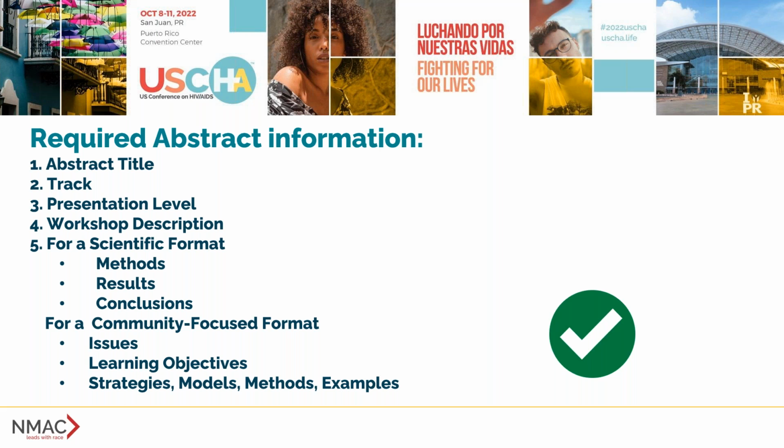3, you'll enter the presentation level, which will be beginner, intermediate, or advanced. 4, you'll enter your workshop description. Whether or not you selected scientific or community, both will require a workshop description. And then next, depending on which format type you selected, you'll put in the content that corresponds to that particular format. So if you selected scientific, this is where you'll enter your methods, results, and conclusions. Or for a community-focused format, you would enter your issues, learning objectives, and then your strategies, models, methods, and examples. Once you enter that information, you would click submit and get your green check mark.